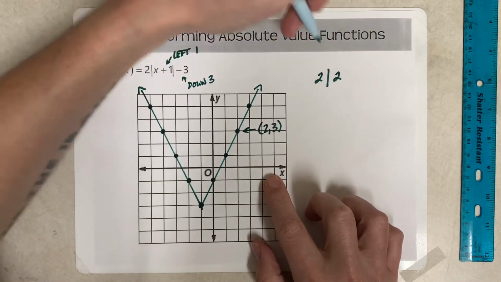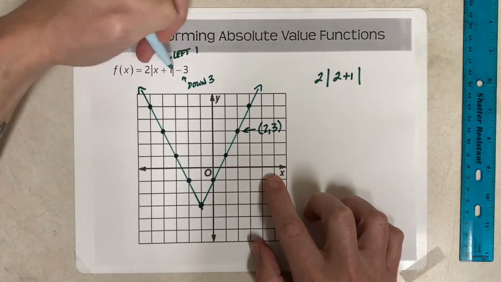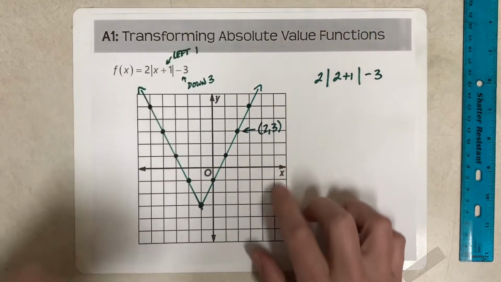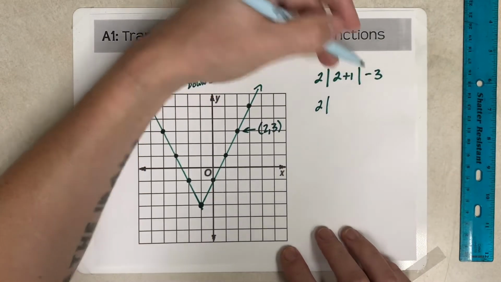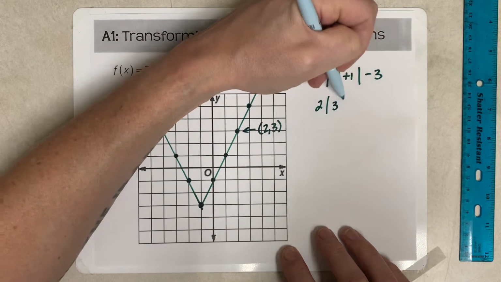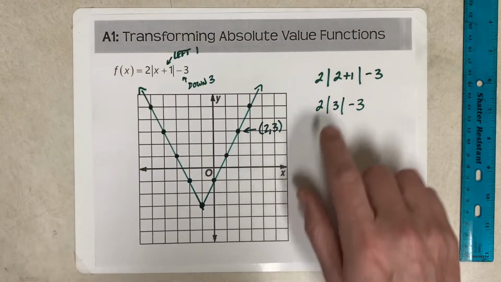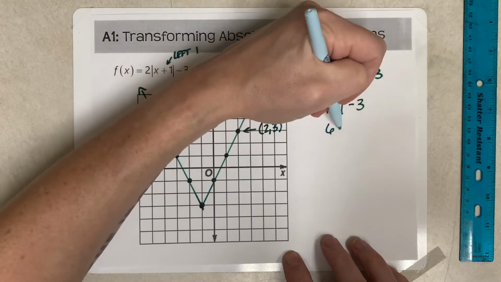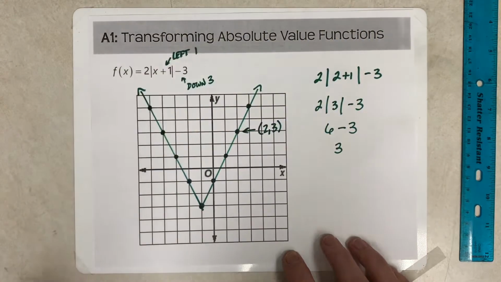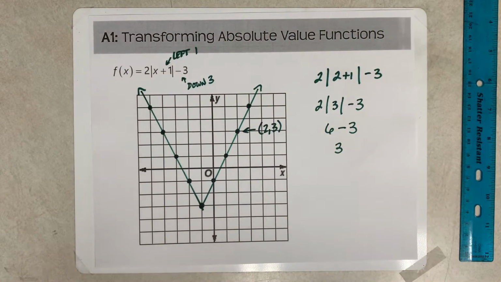okay, so 2 + 1 - 3, the result should be 3. Well, let's see if it is. 2 times 2 + 1 is 3, -3 at the end. 2 times 3 is 6, because the absolute value of 3 is 3. And we get our correct y value back. And you can always do that. You can always spot check a couple of points just to make sure you did it right.